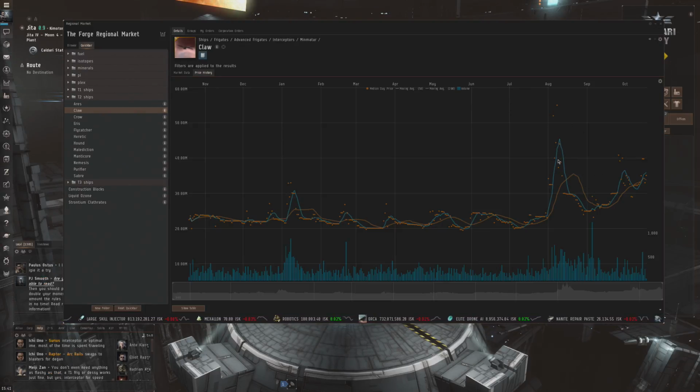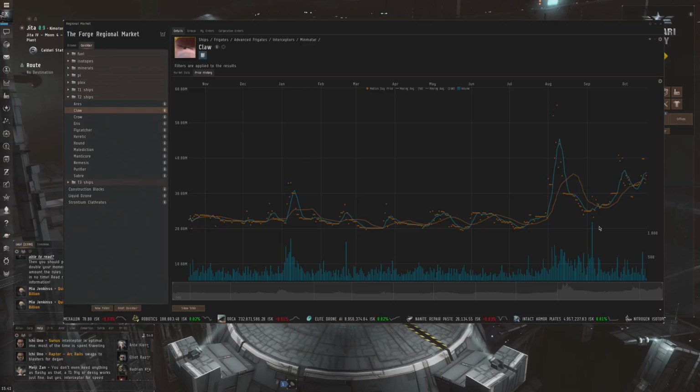But then here in August, you see this massive spike for the Claw going up to almost 60 million ISK. This was actually when the Imperium deployed into another region to go to war. This disrupted mining a little bit, but interceptor fleets were very popular with them, causing this massive spike, creating this incredible sell opportunity at the time.